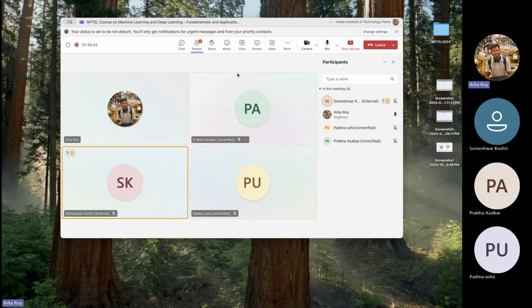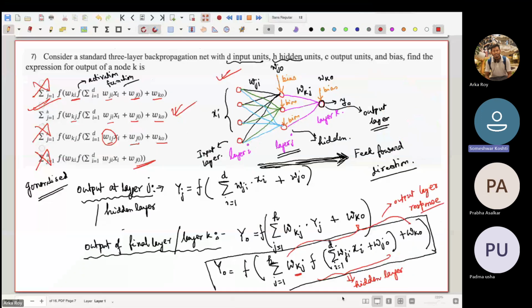Someshwar has a query, I think. Hello, can you hear me? Yes, I can hear you. What you explained is absolutely correct. The only problem is with the options given: they have put the summation outside and applied the function inside, which is incorrect. The f should have been outside, which you have correctly written here.